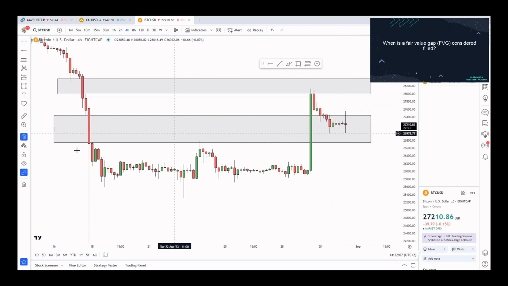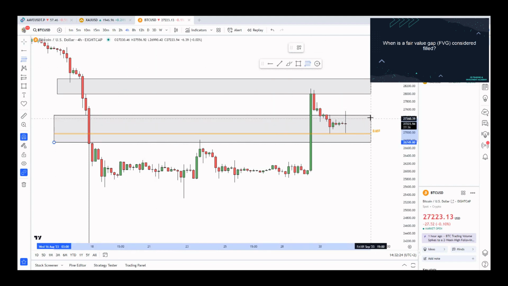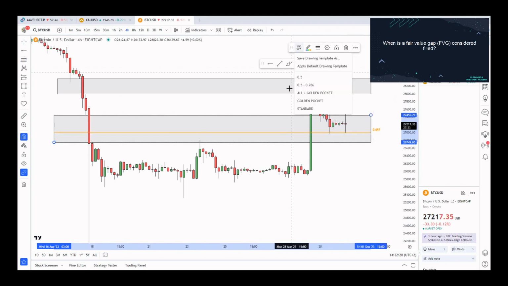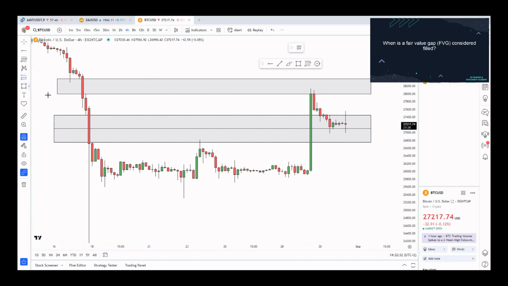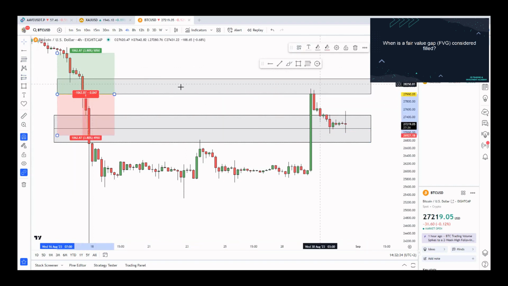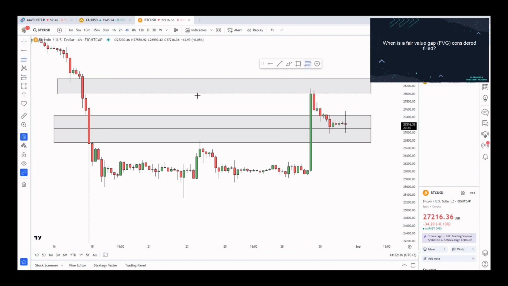What people tend to use is the 0.5. It's called the consequent encroachment, which is the 0.5 line, so the midline of a fair value gap. As you can see here, 0.5, and if I draw it on this fair value gap, oh, that's the wrong one.